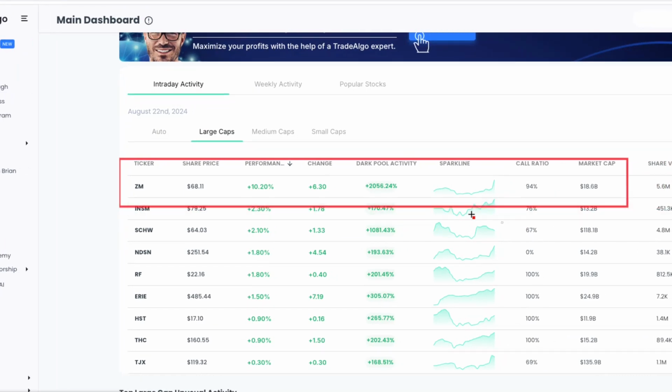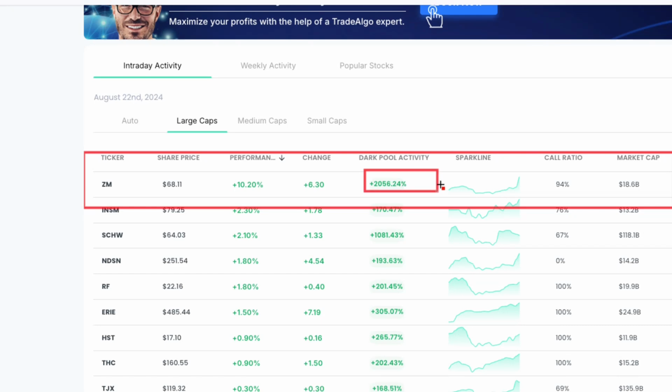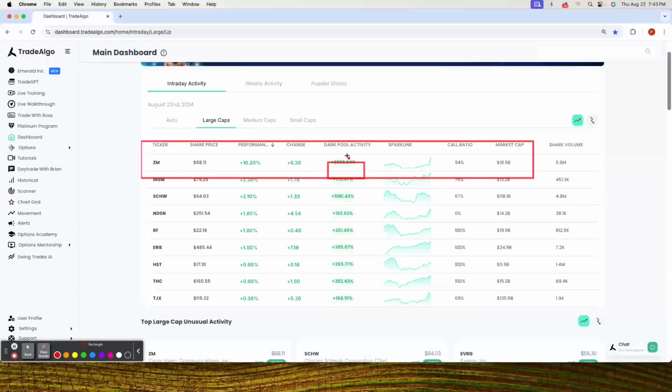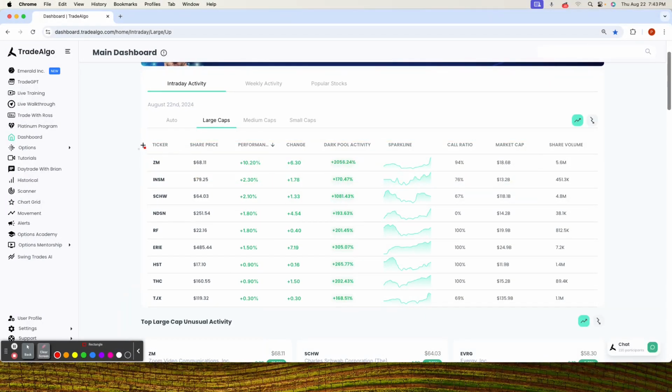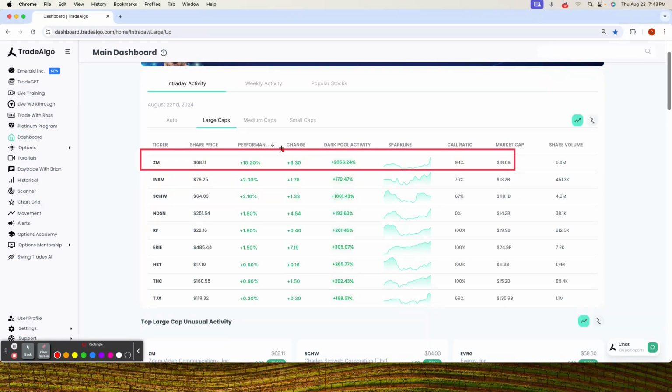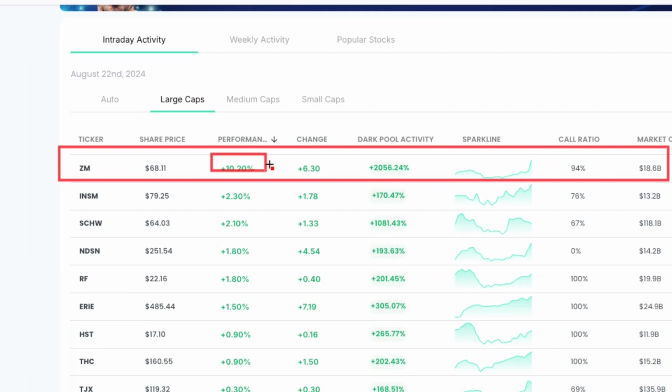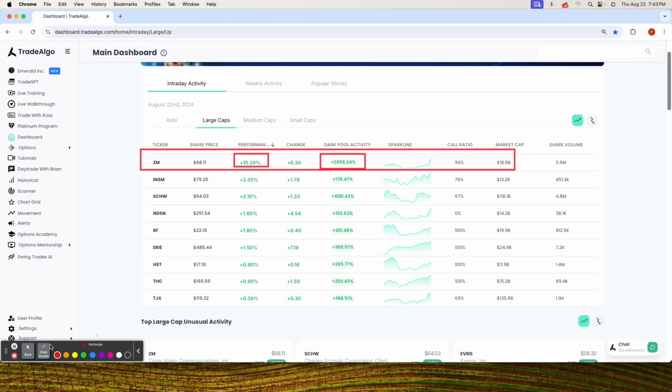Today, we're going to have Zoom. Zoom popping up today with over 2,056% institutional trending up volume. Now, when a massive $18 billion stock moves 10% in a single day, you know that pressure is going to come from banks, institutions, and hedge funds trading behind closed doors.